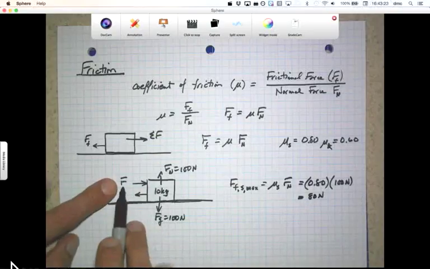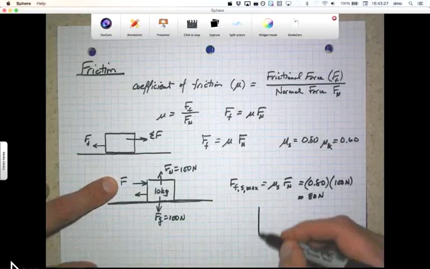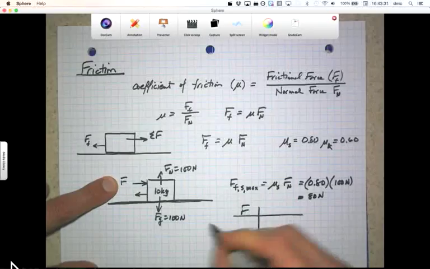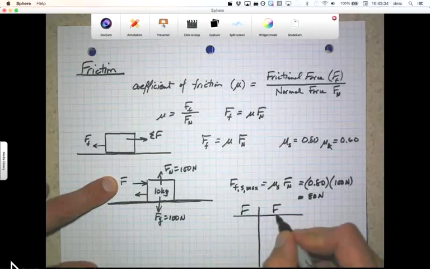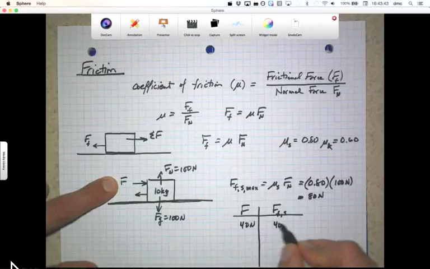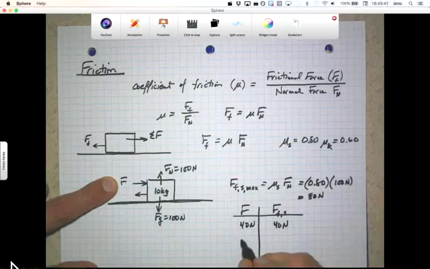So if we say the pushing force is 40 newtons, let's get a table going here, with our applied force and our static friction force. If the pushing force is 40 newtons, the static friction force will also be 40 newtons, just enough to keep it from moving. So we push harder. Now let's say we push with 50 newtons of force. The static friction pushes back and also increases to 50 newtons.